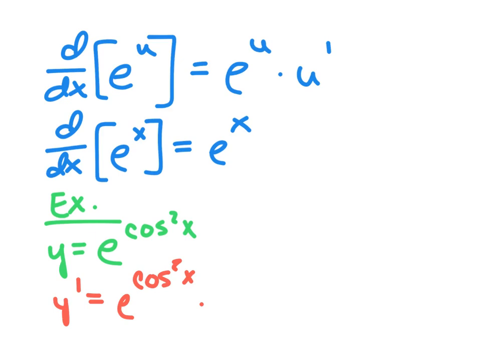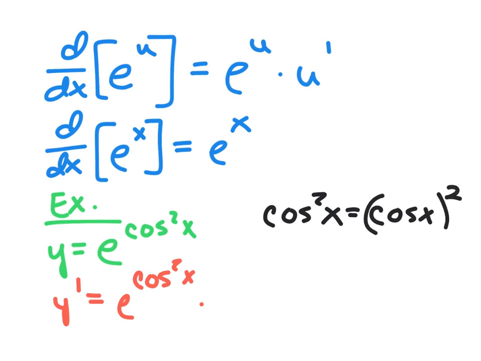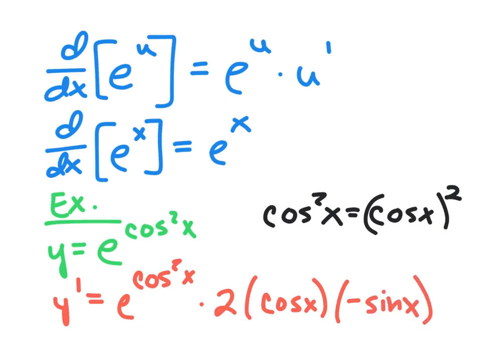So that requires chain rule, which means if I just go to the side a little bit and make a little note over here, this is the same thing as cosine x quantity squared. So my outer layer is the 2, which I'm going to bring down in front, keep the inside, subtract 1 from the exponent for chain rule, times the derivative of the inside. Well, the derivative of cosine is negative sine. So all of this is y prime, which is the derivative of that e to the cosine squared x.